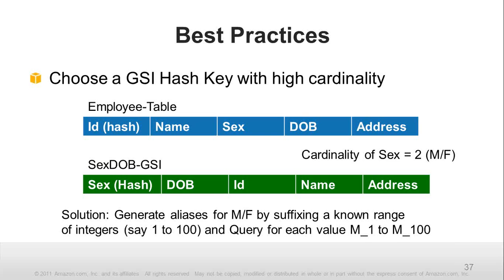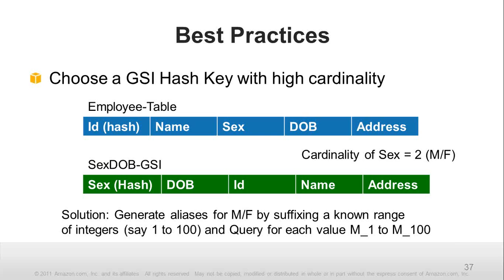Now let's switch context and go into some best practices. So what are the best practices with GSI? The first best practice is choose a GSI hash key with very high cardinality. In this case, I've taken an example table.